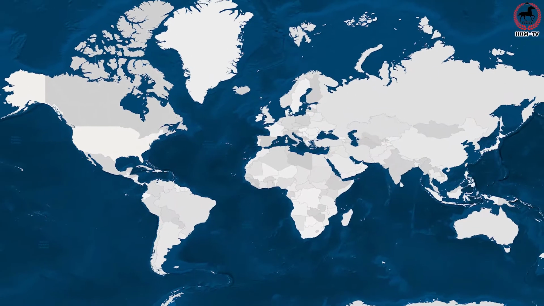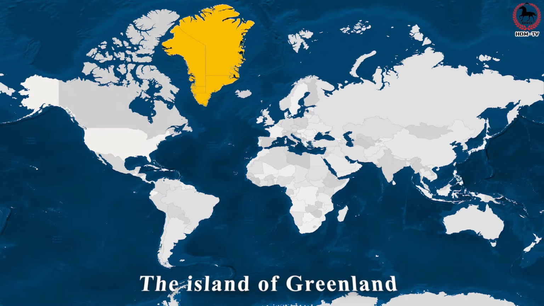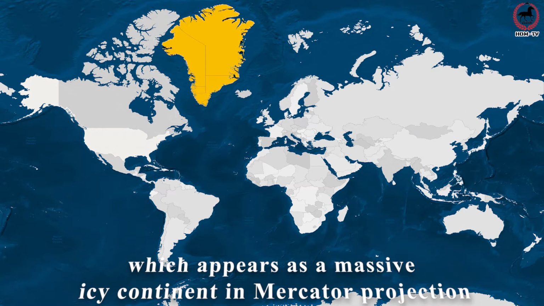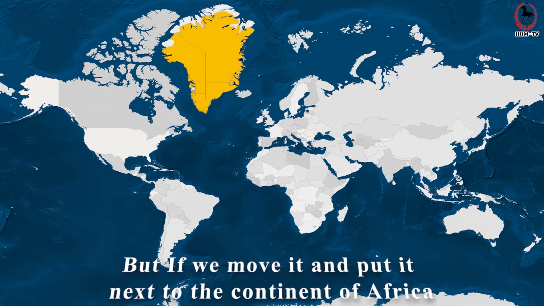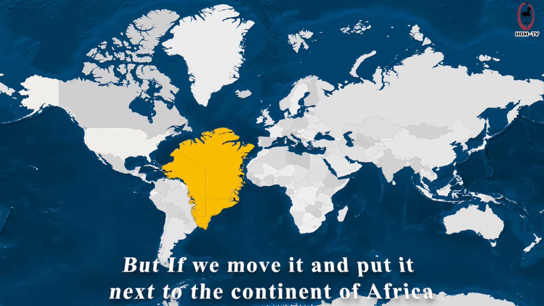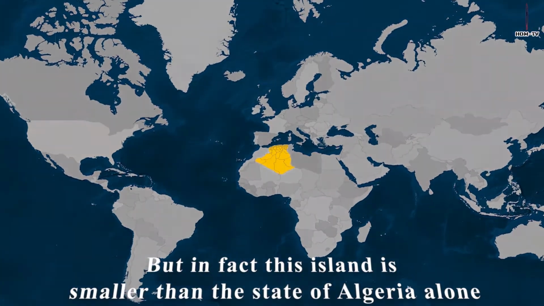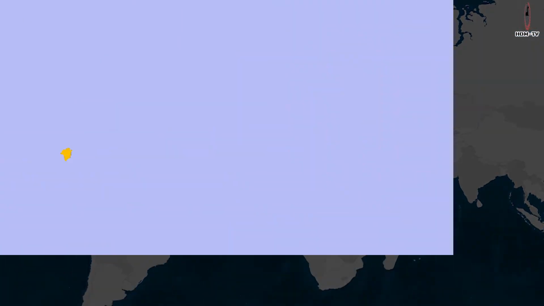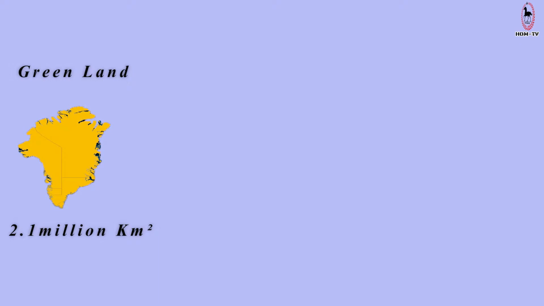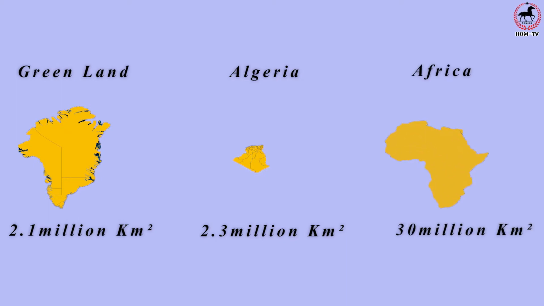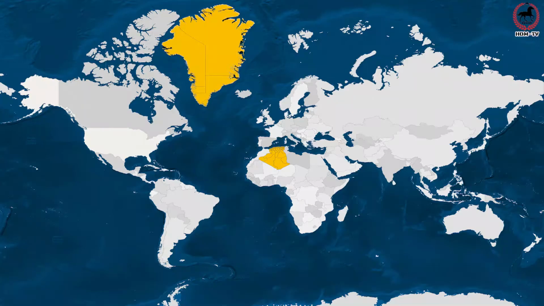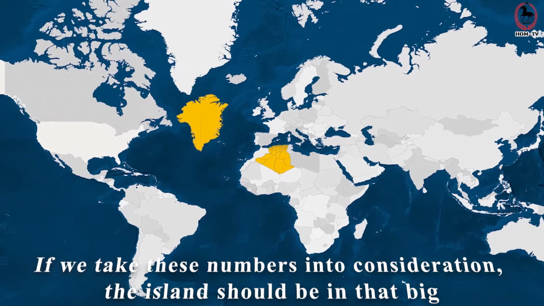The first example is the island of Greenland, belonging to the Kingdom of Denmark, which appears as a massive icy continent in the Mercator projection, but if we move it and put it next to the continent of Africa, we would find it similar in size to some extent. But in fact this island is smaller than the state of Algeria alone, where the actual area of this island is 2.1 million square kilometers, and Algeria has an actual area of 2.3 million square kilometers, while the actual area of Africa is 30 million square kilometers, which is 15 times larger than this island, and if we take these numbers into consideration, the island should not be that big.